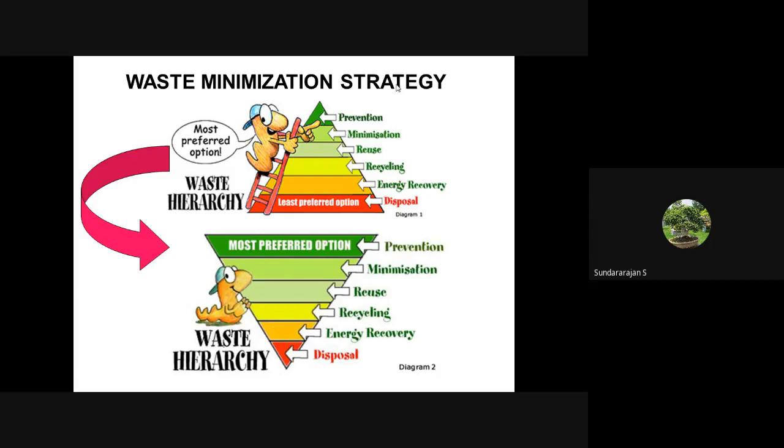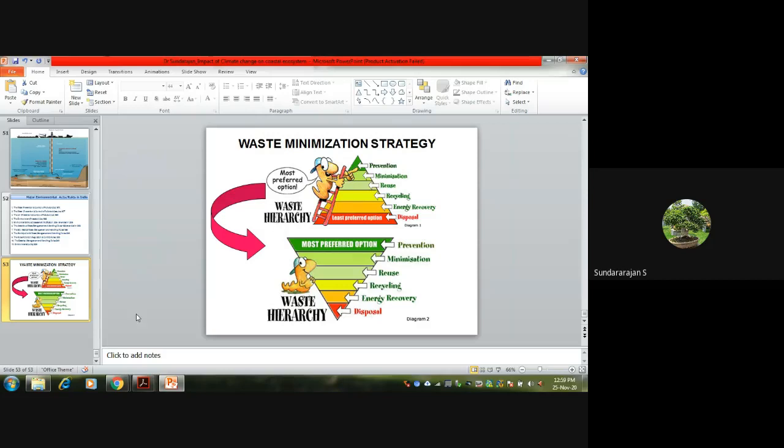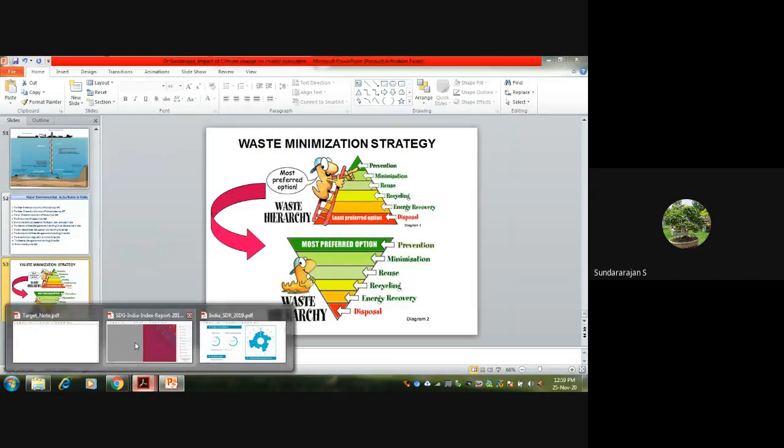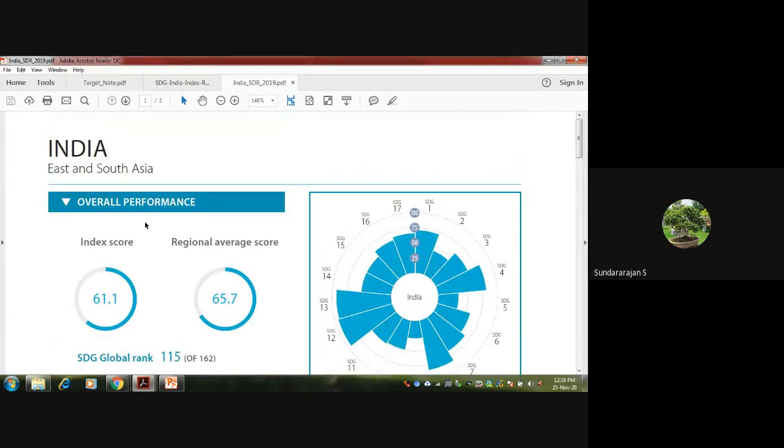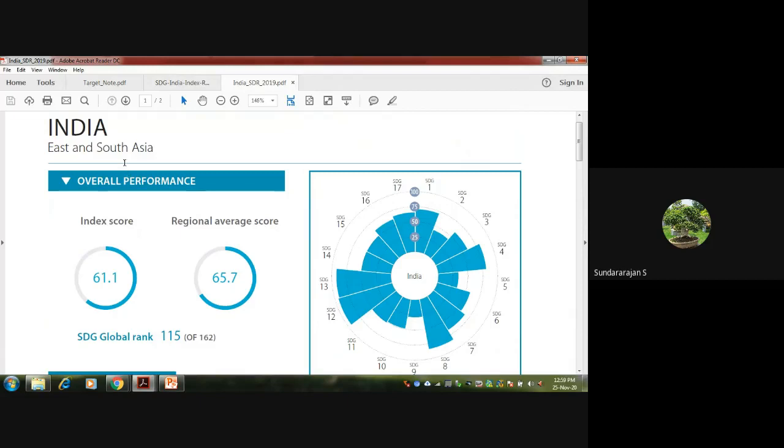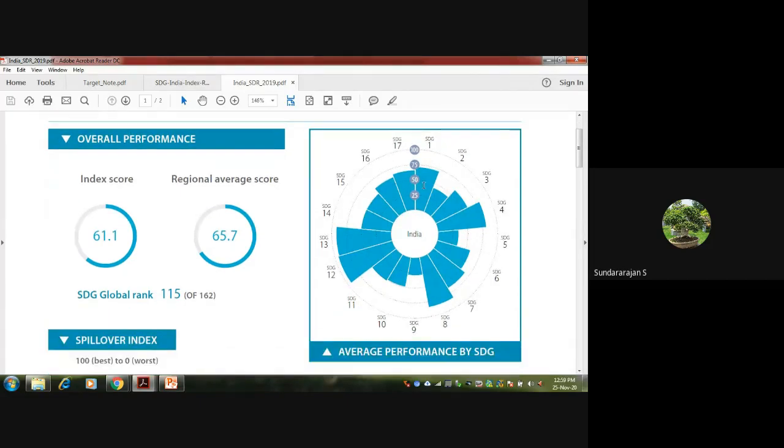In that, so let me show one more slide. As a member of this, I would like to share the SDGs. So overall, what index score have they calculated? Are you able to see this slide? Yes, participant, it's audible. I would like to share this with the video screen. So there are 17 SDGs: 1, 2, 3, and so on.